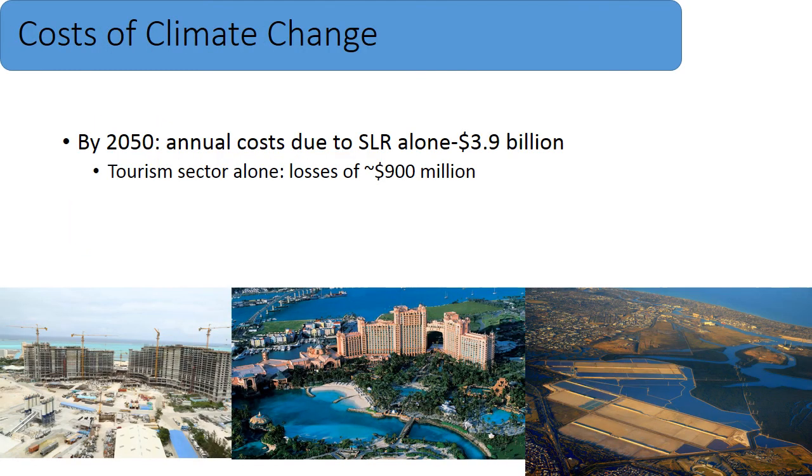All right, the cost of climate change. All of these impacts are associated with a cost. By 2050, it is expected that the annual cost of sea level rise alone will equal $3.9 billion. All right, and that is due to the loss of land, to the impacts on infrastructure and buildings that are already by the coast, and also from losses to different economic sectors. The tourism sector alone is expected to lose about $900 million per year due to tourists not coming here and due to the impacts on infrastructure as well.